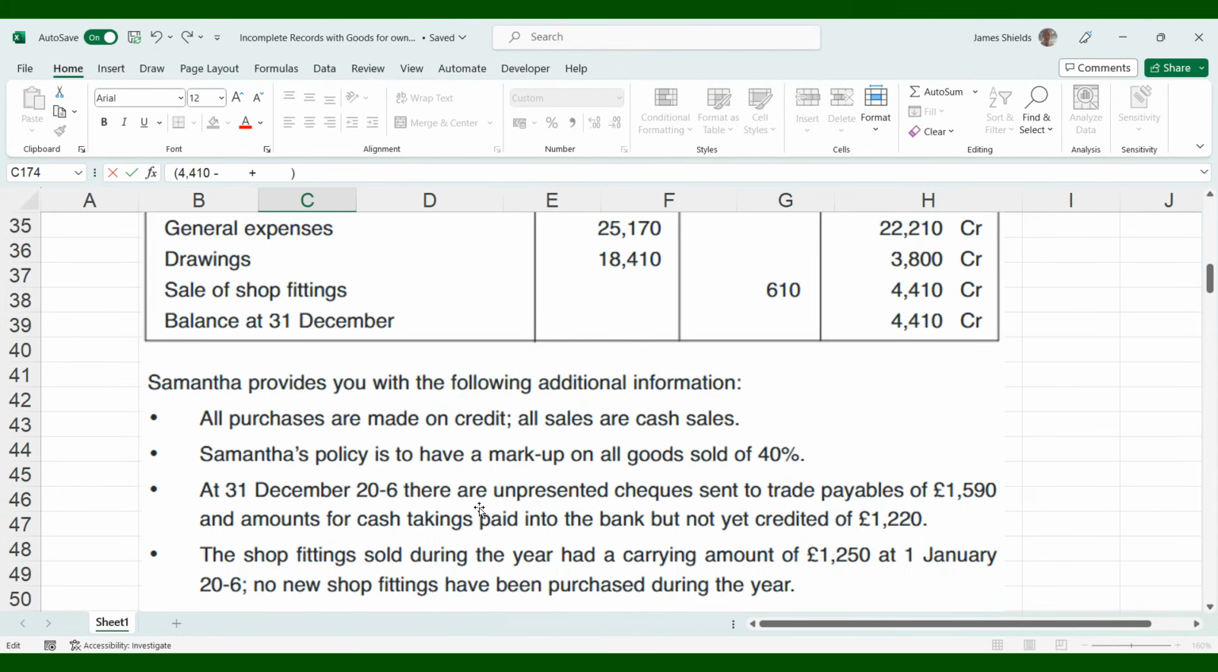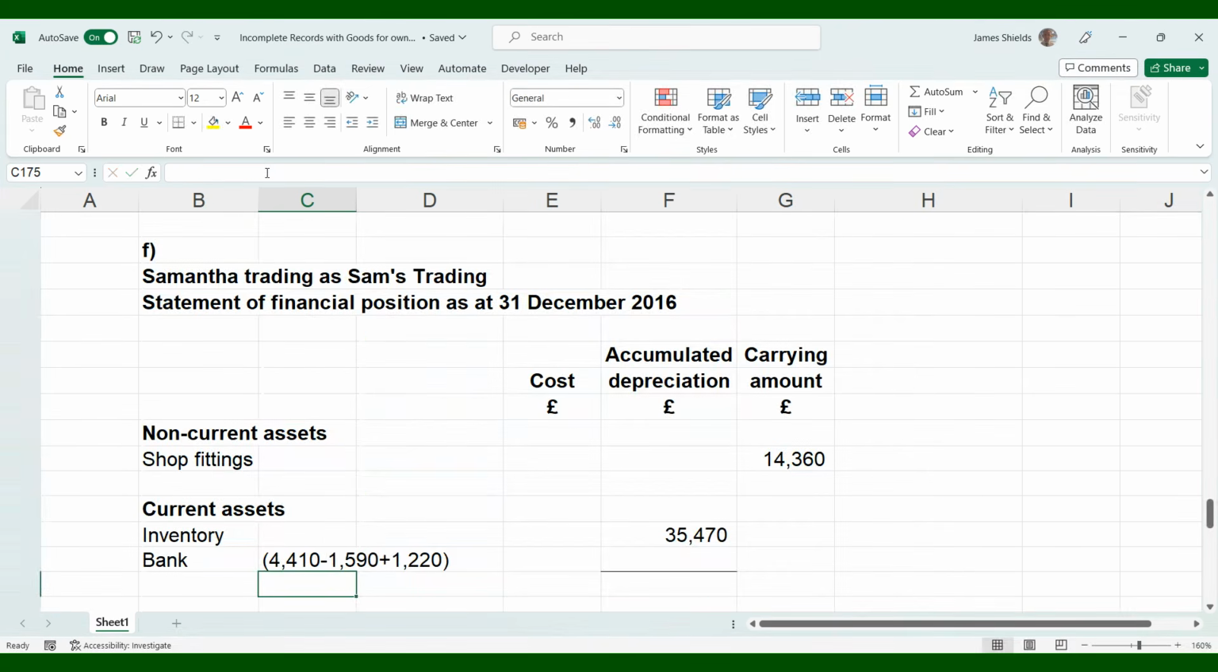But in the information here, there are unpresented checks, and trade payables have not yet been processed. So we're going to take away £1,590, and then we've got to add on the amount, just put it back in. So it's 4,410, take away 1,590, and then we're going to add on the cash not yet banked of £1,220. That's going to be my workings out, which you'll see now on my statement of position.